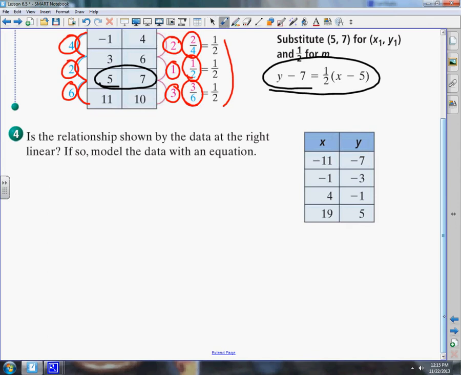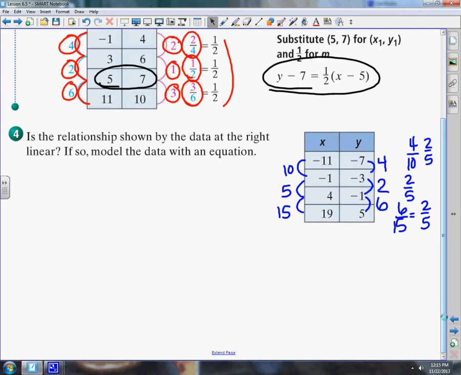So first I'm going to find the slope. So this is going up by 10. This goes up by 5. This goes up by 15. And then this is going up by 4. This is going up by 2. And this is going up 6. So then you'd have 4/10, which is 2/5. And then you'd have 2/5 and 6/15, which if you divide by 3 is 2/5. So 2/5 is my slope. So I'm going to pick a point, (19, 5). So I'm going to do y minus 5 equals 2/5 times x minus 19. And that's your equation.